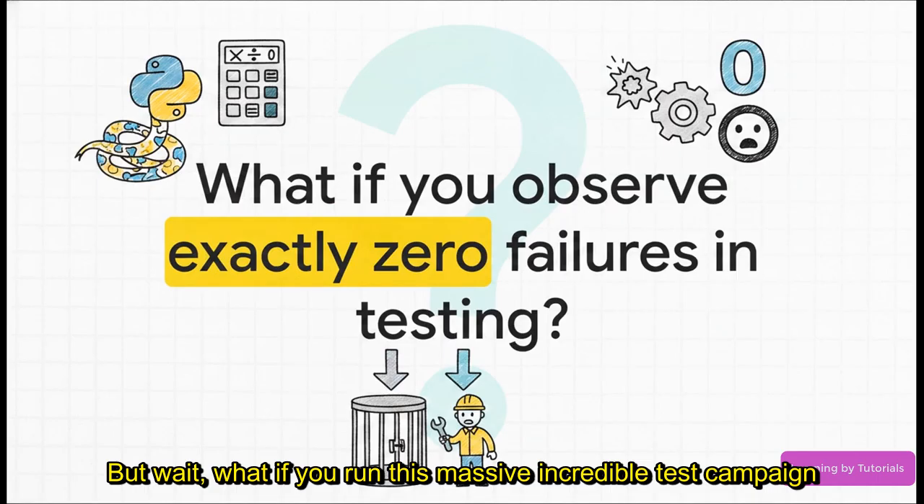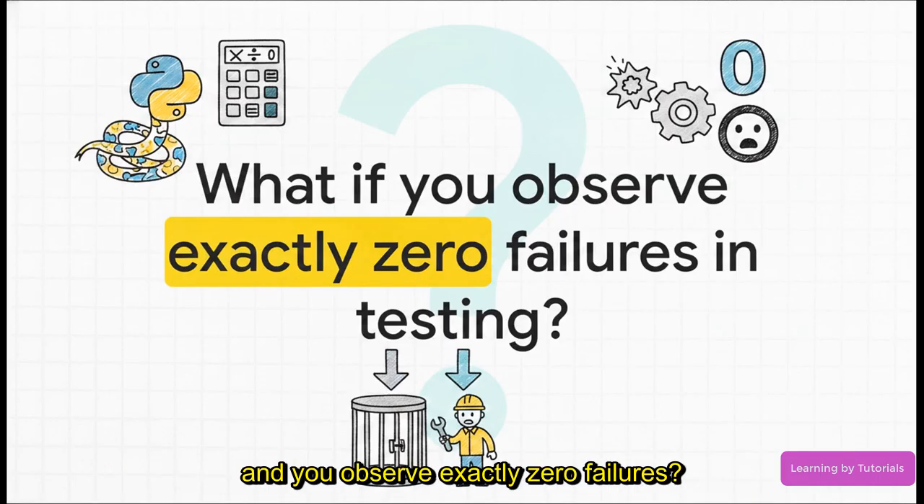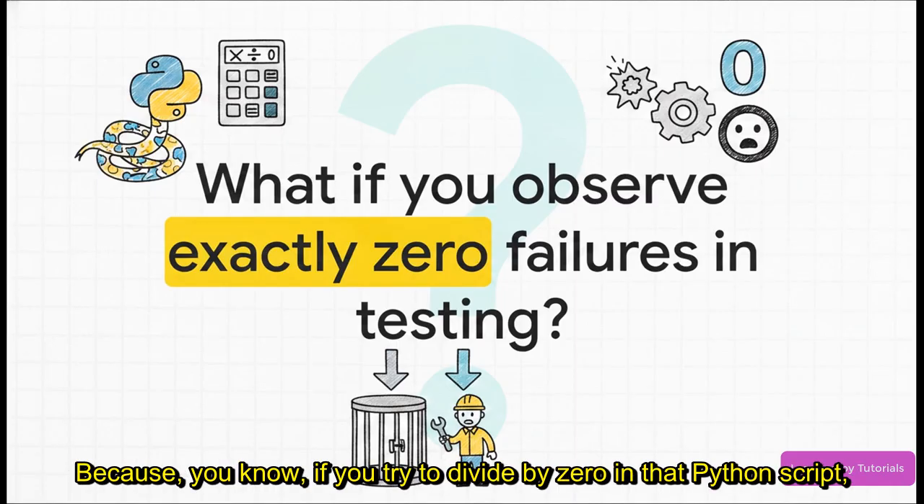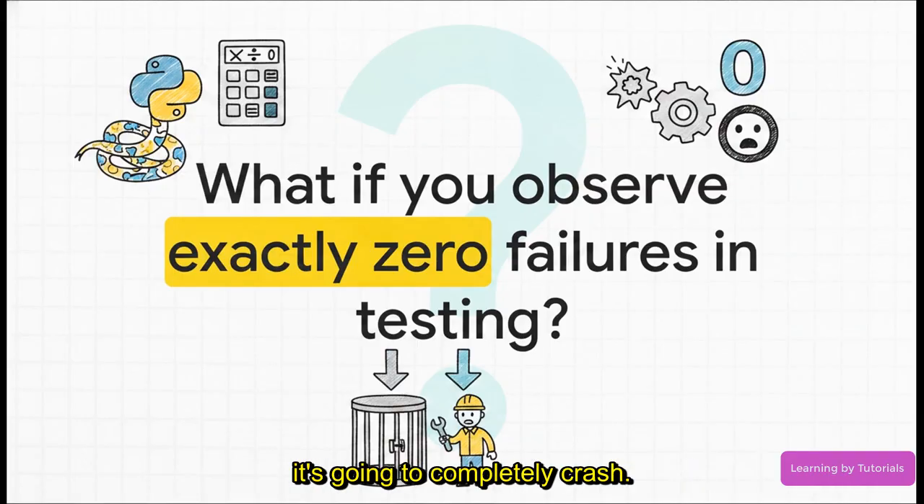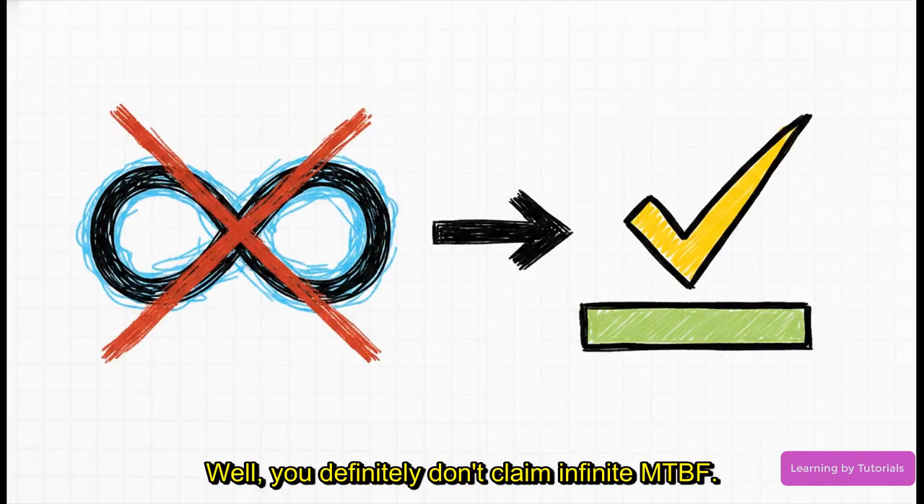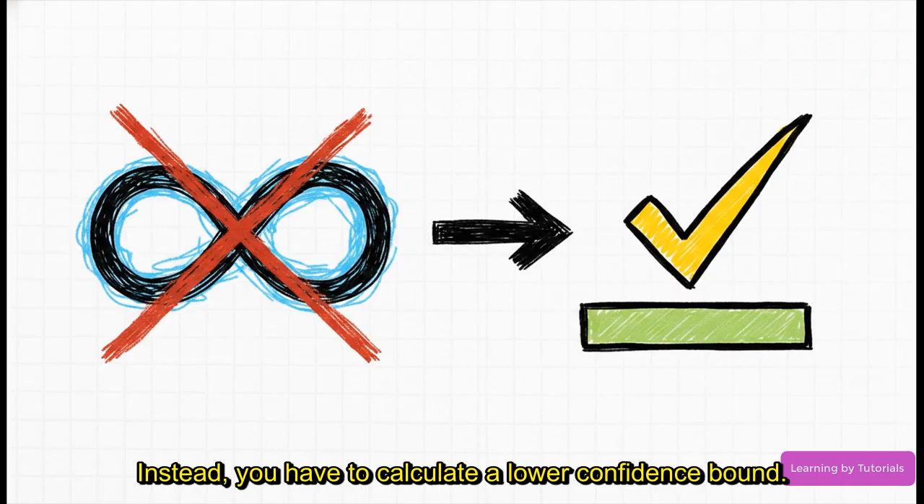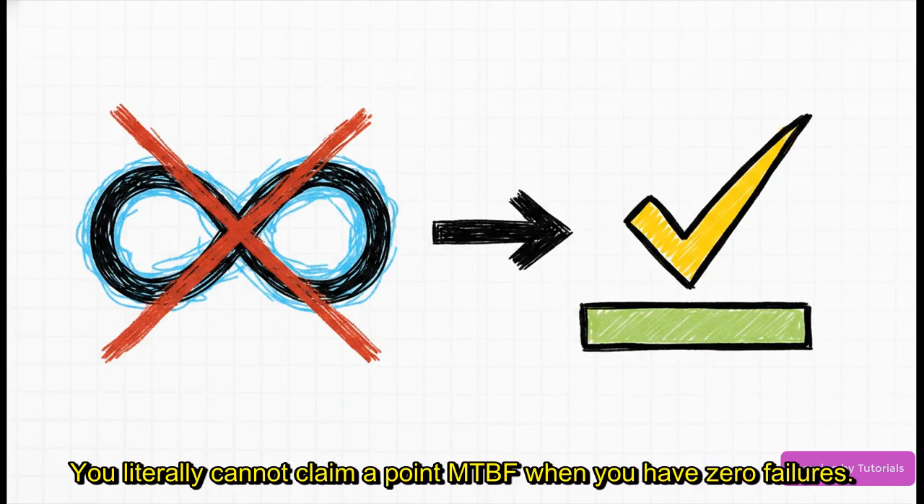But wait, what if you run this massive, incredible test campaign and you observe exactly 0 failures? This is a classic trap for junior engineers. What do you do when your code has literally no failures to divide by? Because if you try to divide by 0 in that Python script, it's going to completely crash. Well, you definitely don't claim infinite MTBF. That is just mathematically false. Instead, you have to calculate a lower confidence bound. You literally cannot claim a point MTBF when you have 0 failures.